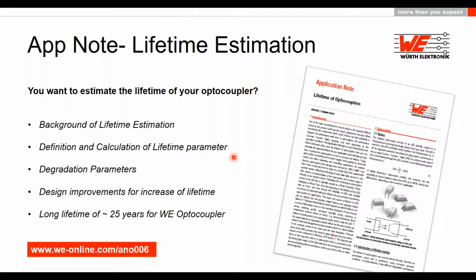lifetime of your system. Based on different parameters, the lifetime of optocouplers was determined. You can also find some calculations and formulas, and which degradation parameters you can use to estimate the lifetime. And Würth Elektronik optocouplers have a really long lifetime of around 25 years, which is really long. But please read through the application note. It will give you a lot of information on how you can improve your design and increase the lifetime of your system, and especially of these optocouplers.